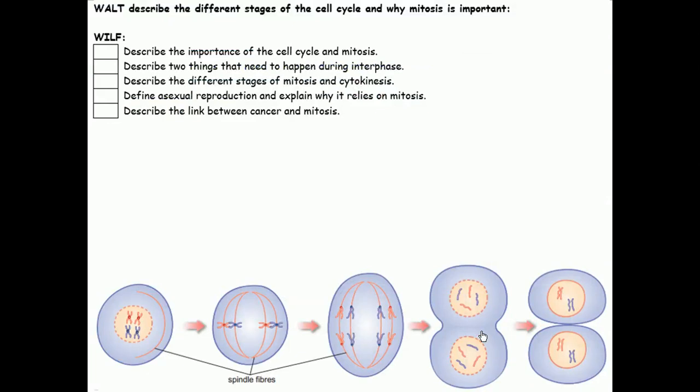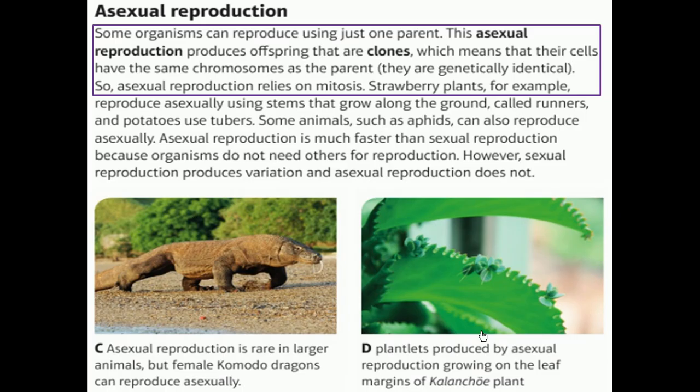Asexual reproduction relies on mitosis. Asexual reproduction is reproduction using just one parent, so there are no gametes or sex cells involved and no fertilization. This produces offspring that are clones, which means that the cells have exactly the same chromosome or DNA as the parent. They are genetically identical. The only way to produce these cells that are genetically identical is by mitosis, and this is why asexual reproduction relies on mitosis.